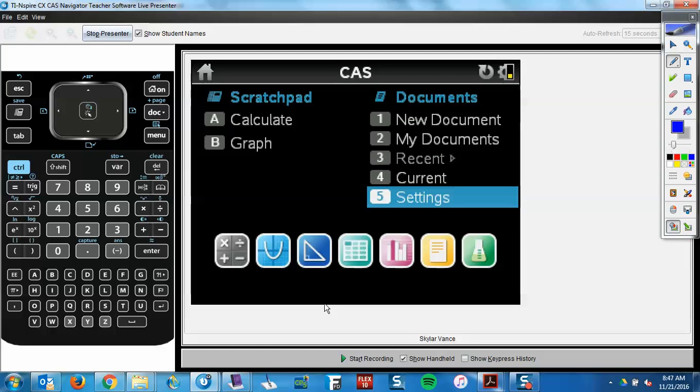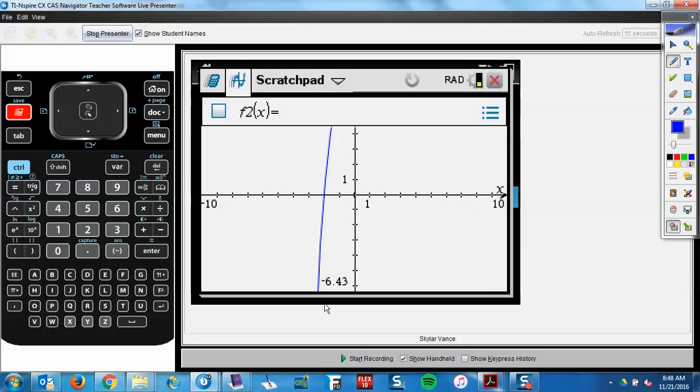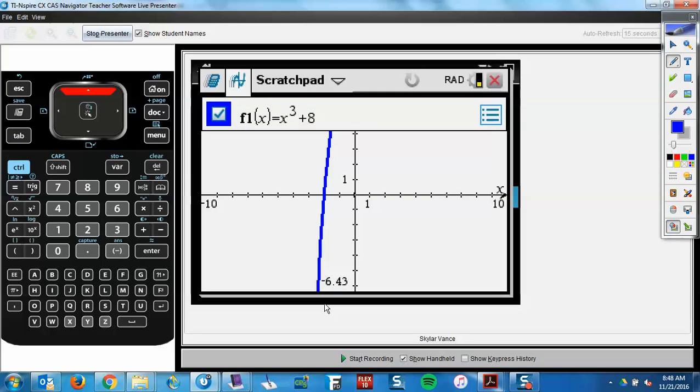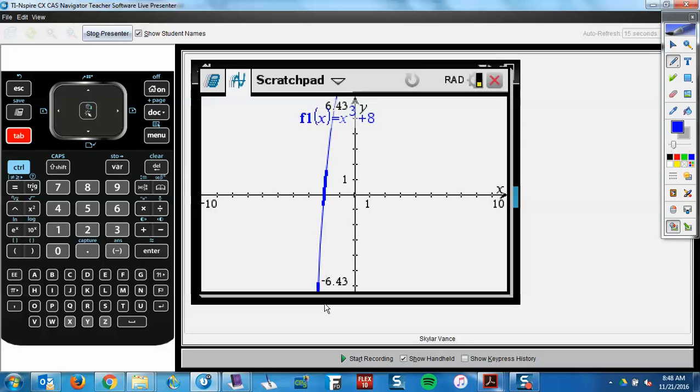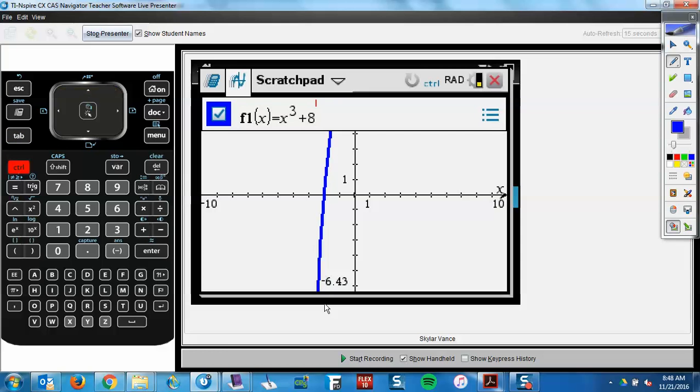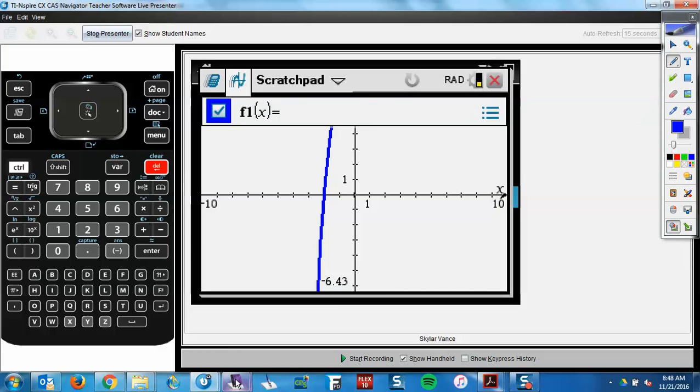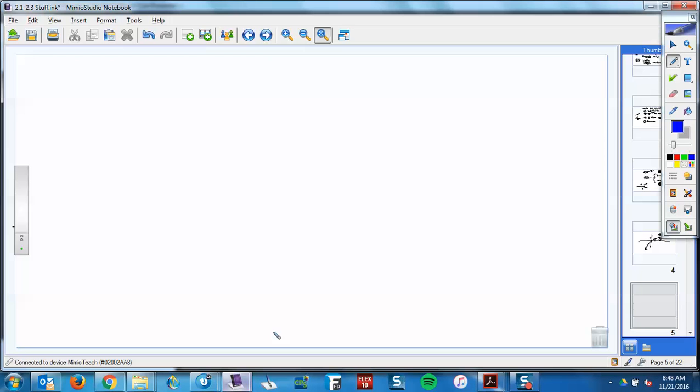All right, first thing I want you to do is go to the graph screen, and let's go up there to F1 and delete that out of there. Okay, so now let's take a problem where we just can't do any algebra to it.